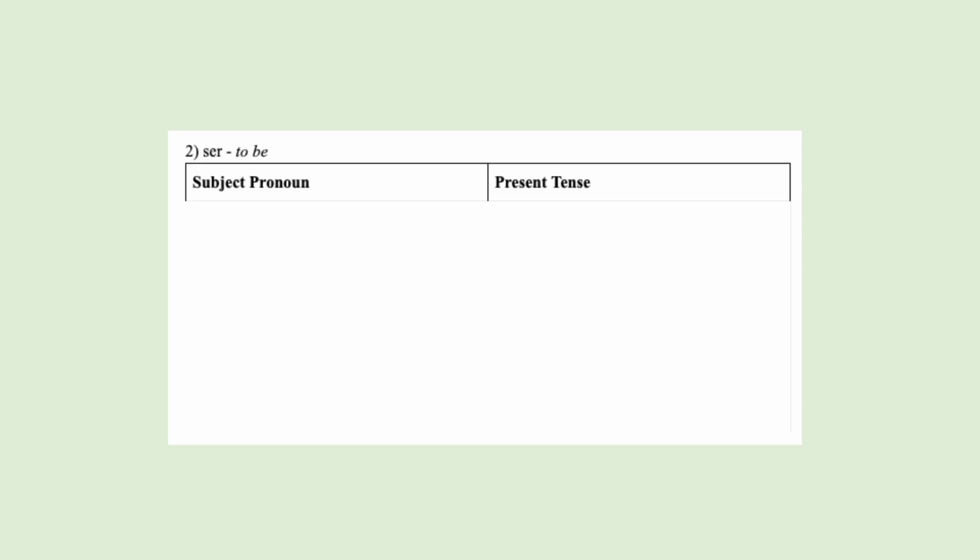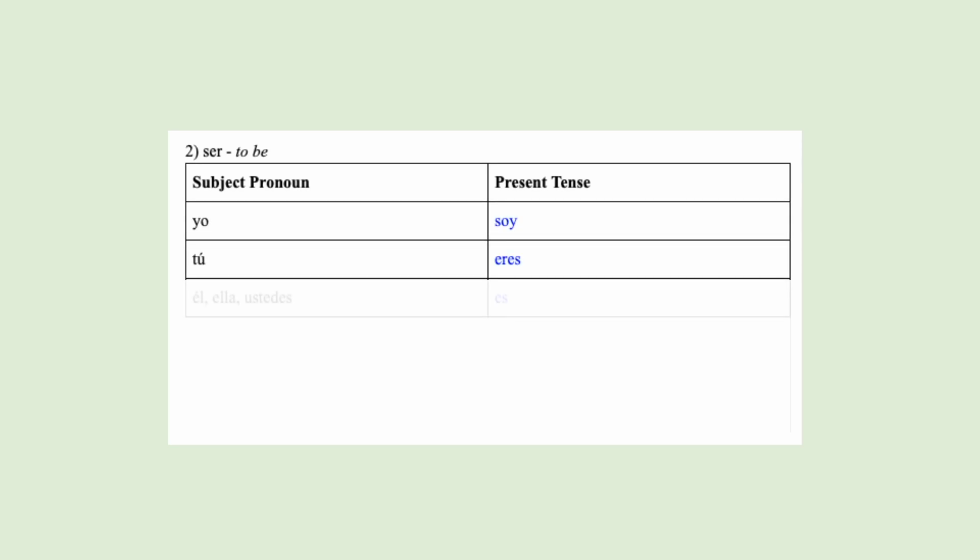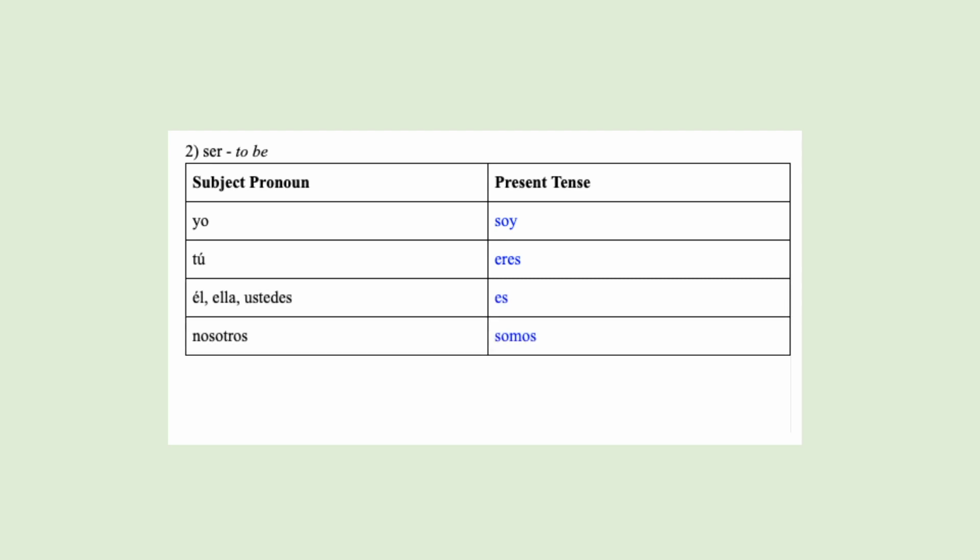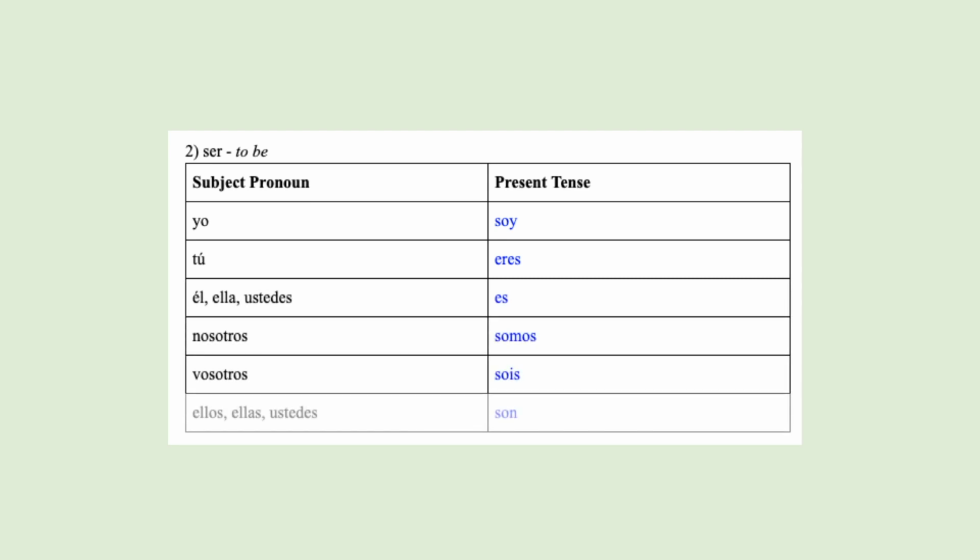The present tense conjugations of ser. Soy, eres, es, somos, sois, son.